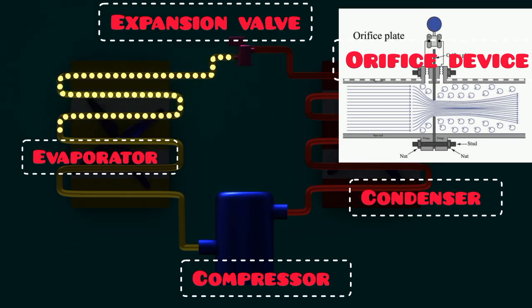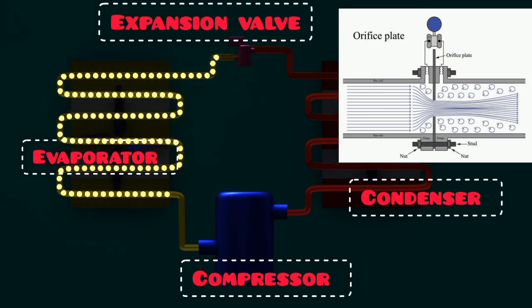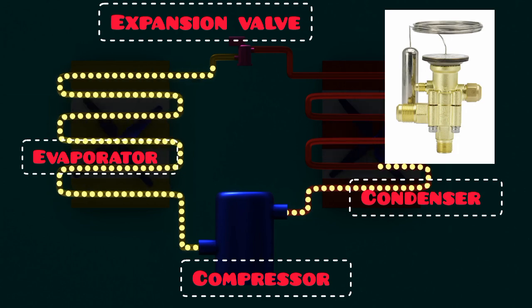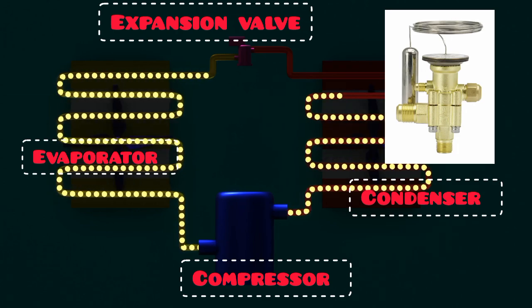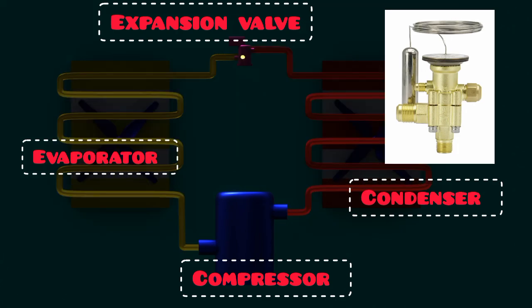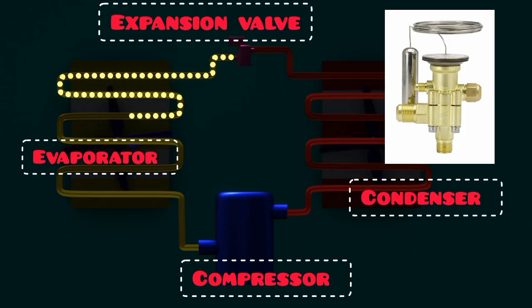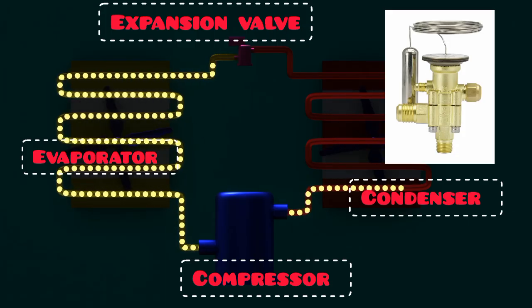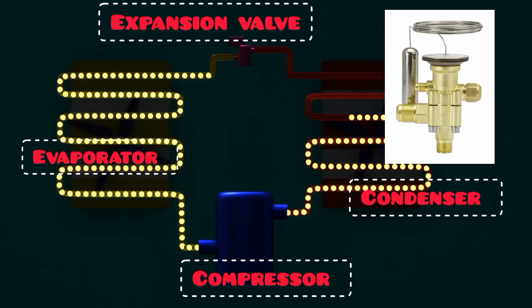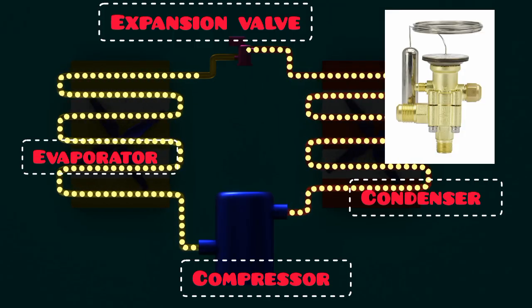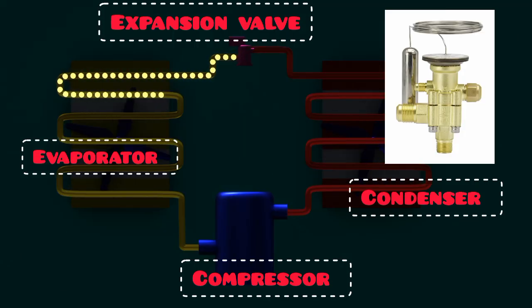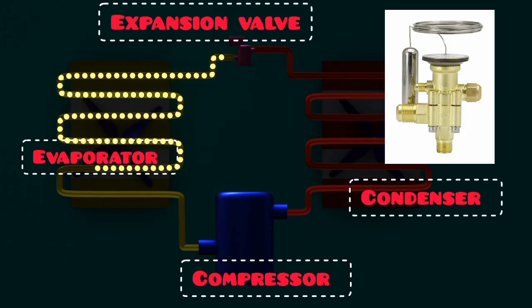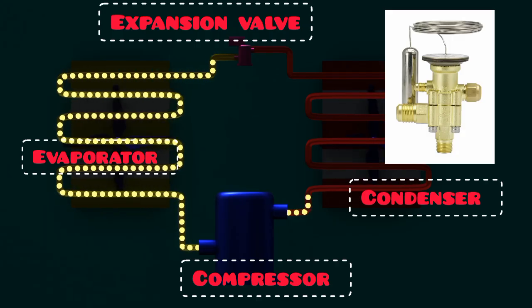The next major development was the thermostatic expansion valve. This type of valve is still widely used today. It measures superheat at the evaporator outlet using a sensing bulb filled with another refrigerant. When superheat becomes too high, the fluid in the bulb expands and closes the valve slightly. When superheat becomes too low, the fluid condenses and opens the valve.